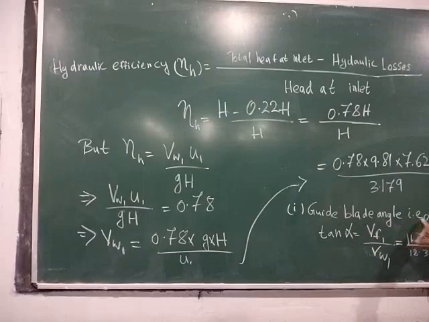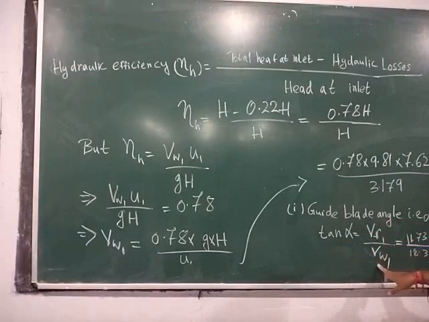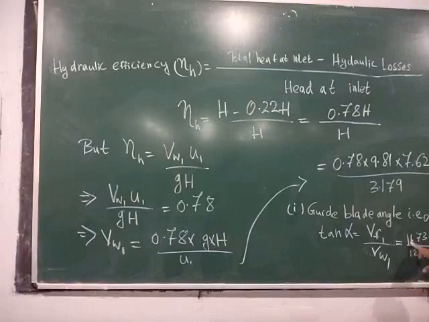Next is the guide blade angle. So guide blade angle is alpha. So tan alpha is nothing but Vf1 divided by Vw1, that is 11.738 divided by Vw1, which we have got as 18.34, that is 0.64.